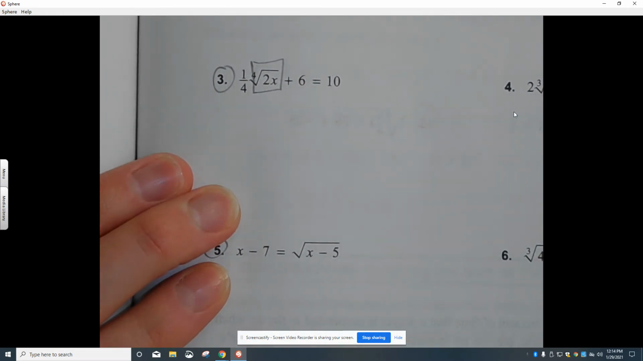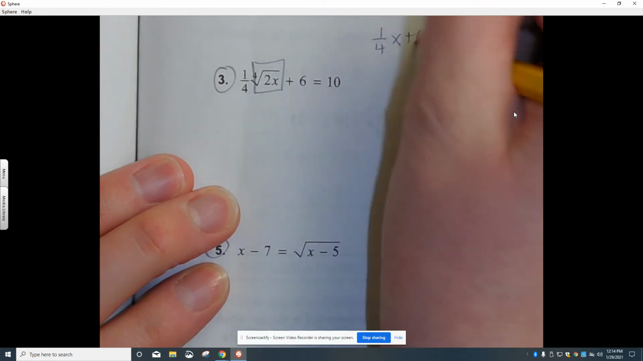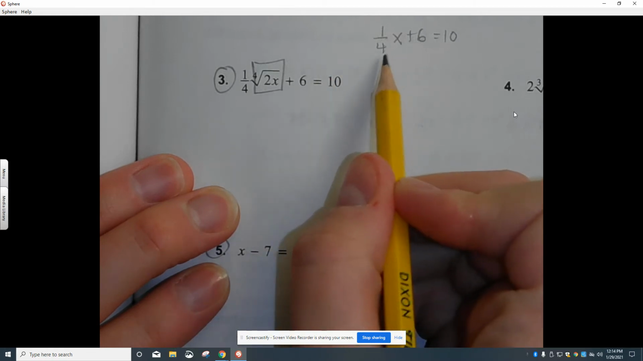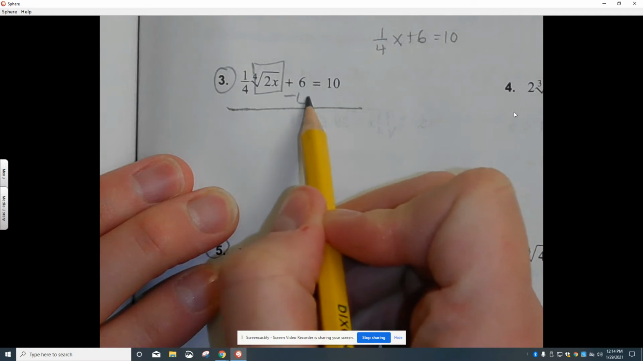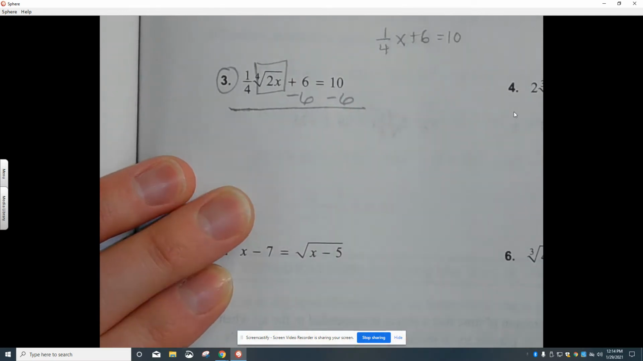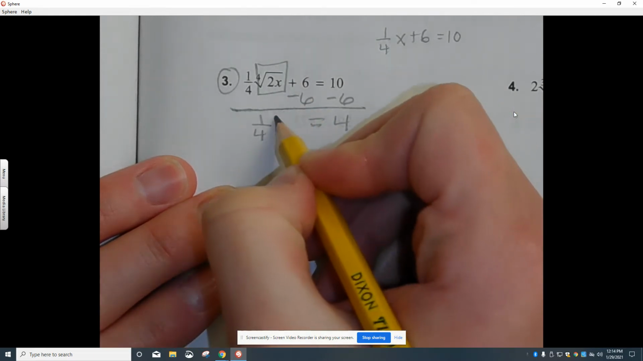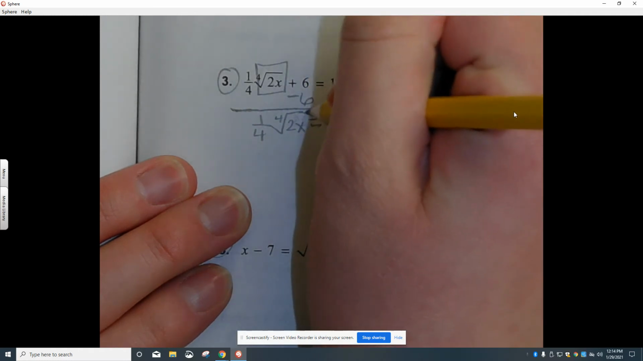So to solve this, it's very similar to what we would do if we solved something like this in Algebra 1. Same idea. We're going to try to add or subtract first. In this case, subtract. Move the 6 over to the other side. So that will give us 4 equals 1/4, and then the 4th root of 2x. And that's still under our radical.